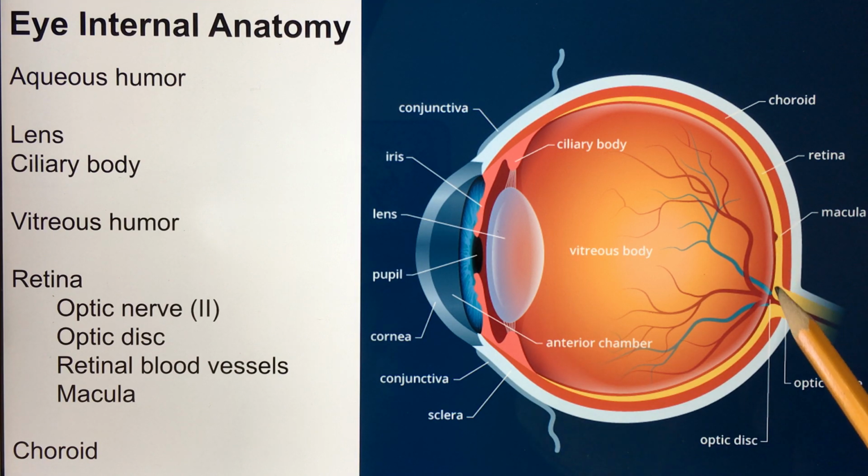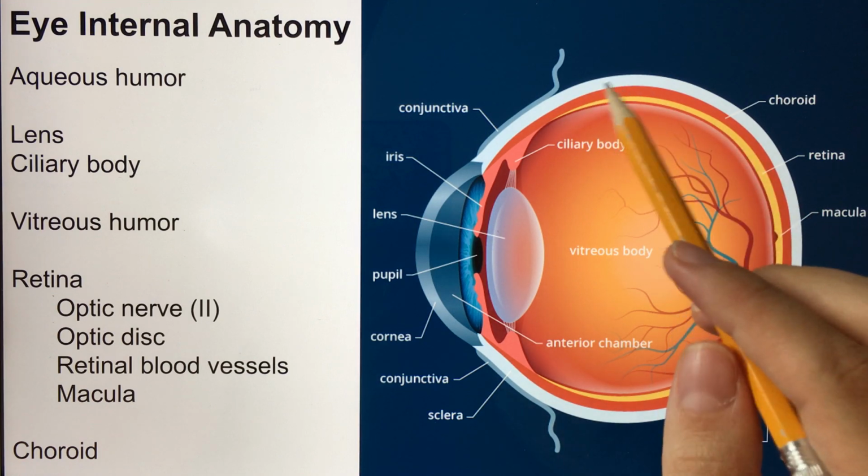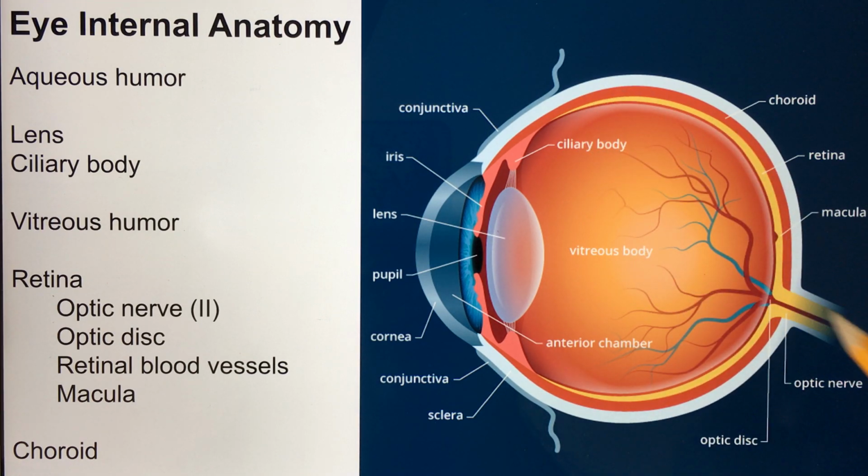The optic nerve is going to be located a little bit more inferior to the macula, and if you look at the front of the eye, it's a little bit more medial, so towards the nose. I'll show you a picture shortly. The optic nerve connects each eyeball's retina to the occipital lobe of the brain, in the cerebral hemispheres.